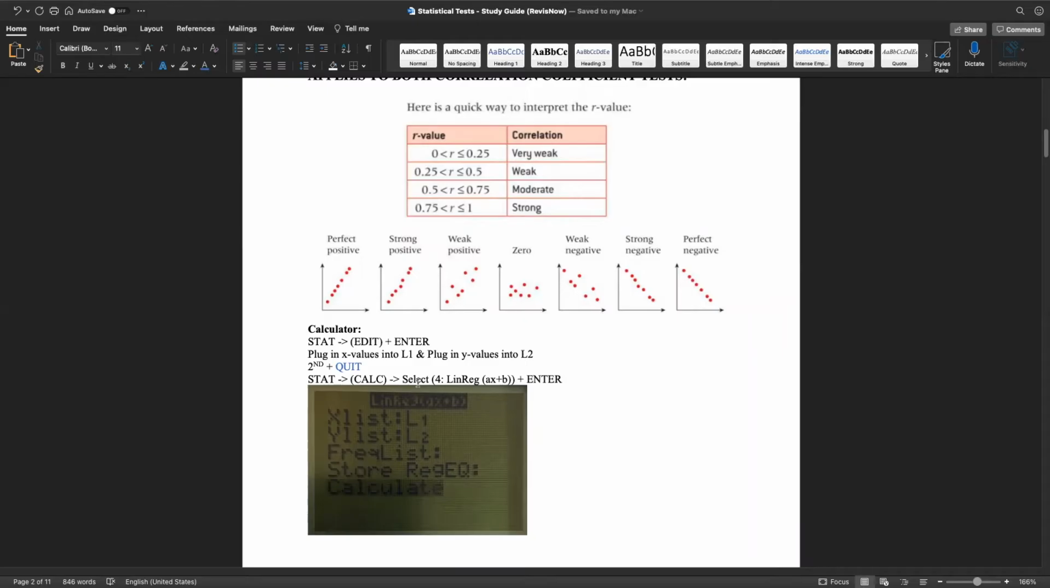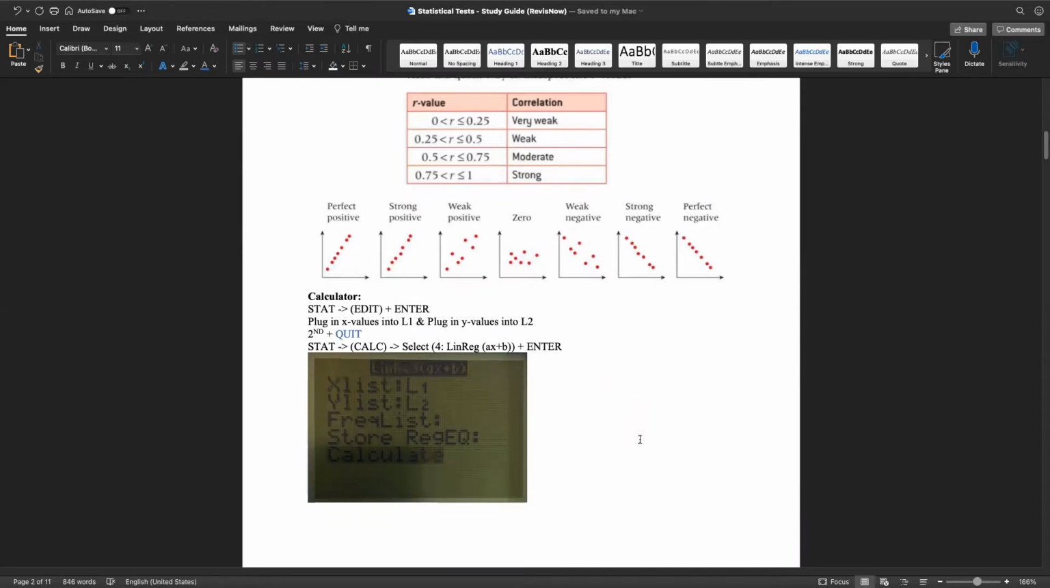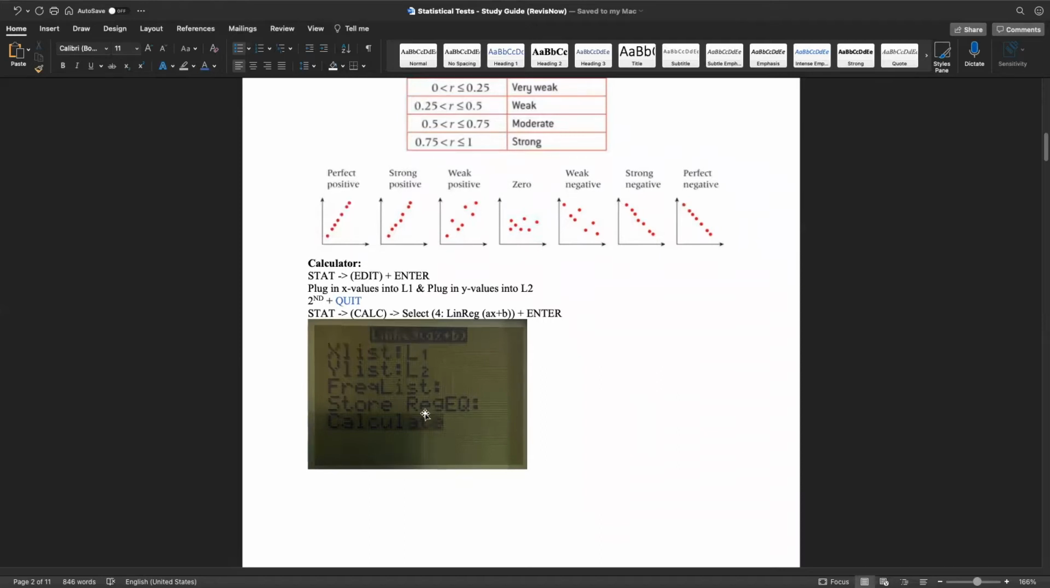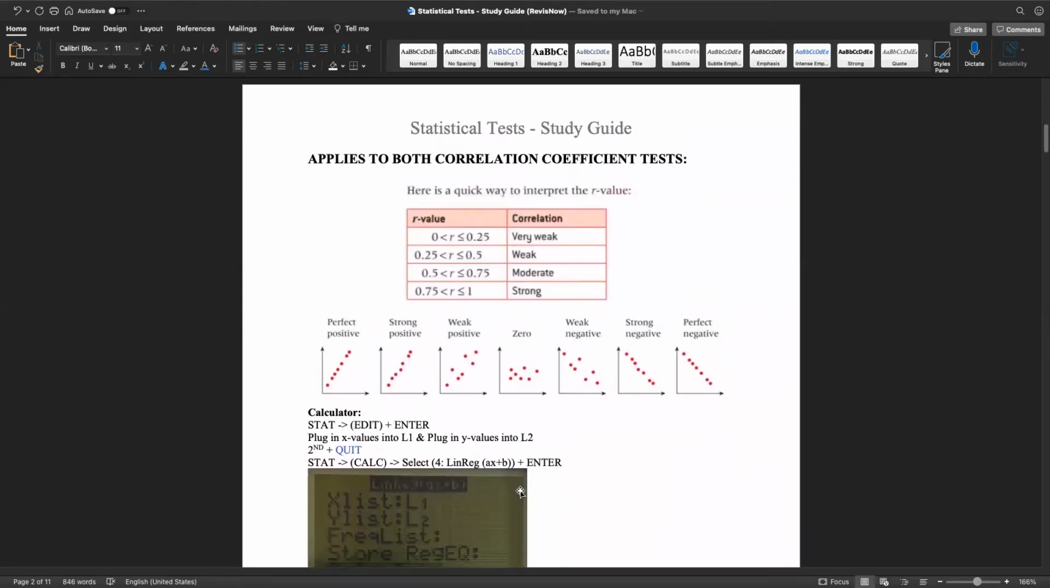For the TI-84 calculator, if you have any other calculator, I'm sorry. But if you have a TI-84 calculator, this should hopefully help. And this is how your screen should look. Frequency list, there should be nothing there. All right, so I think that's it for the correlation coefficient tests.